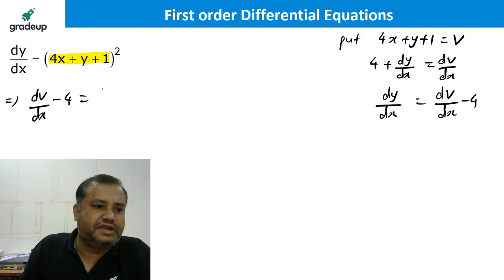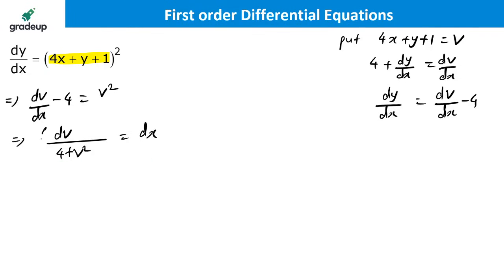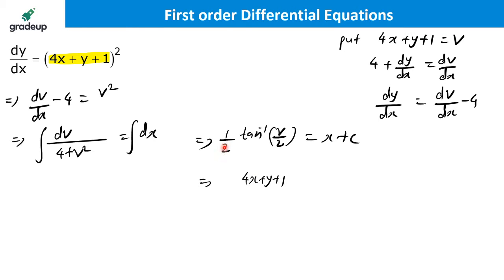And this bracket is v. So dv upon 4 plus v square equal to dx. After separation of variables, you can integrate both sides. So integration of this will be 1 upon a tan inverse v upon a, where a is 2. V is 4x plus y plus 1, equal to 2x plus 2c. This will be the answer.